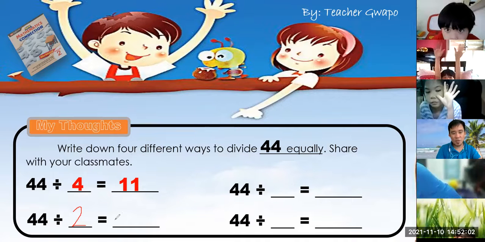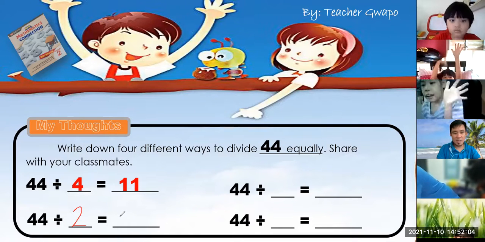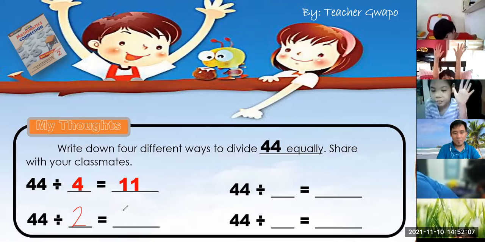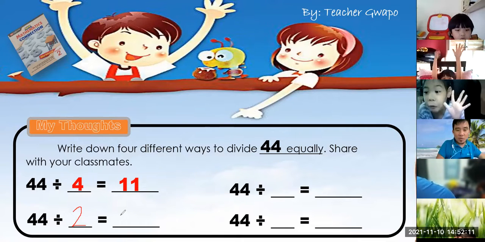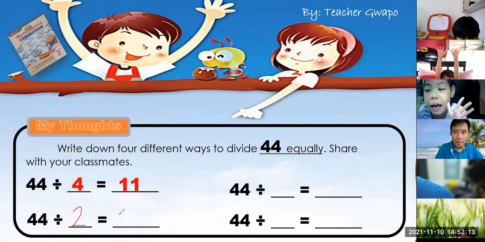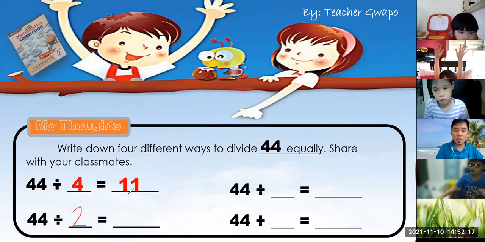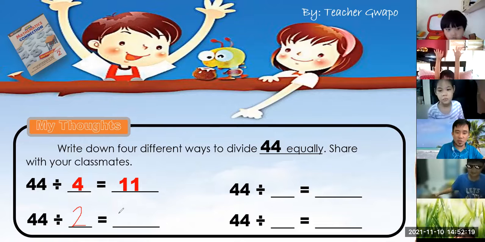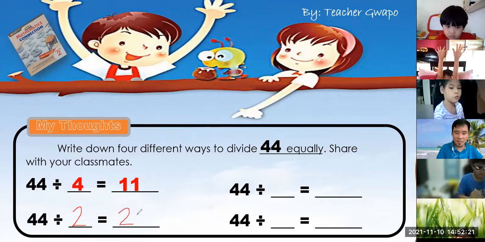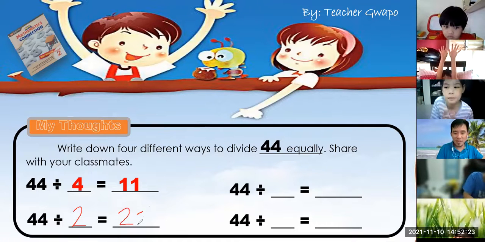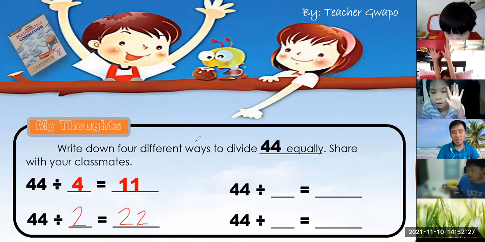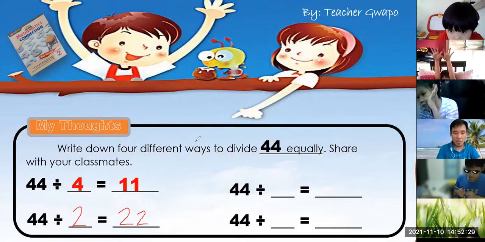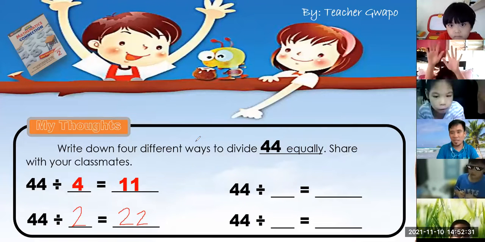44 divided by 2. It's not 11, sorry, because if we multiply 11 by 2, it's only 22. 22. Okay, 22, it's correct. Very good. Thank you. So the answer here is 22. So 44 divided by 2 is 22, and 44 divided by 4 is 11.